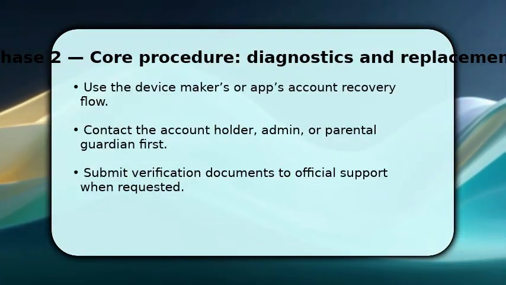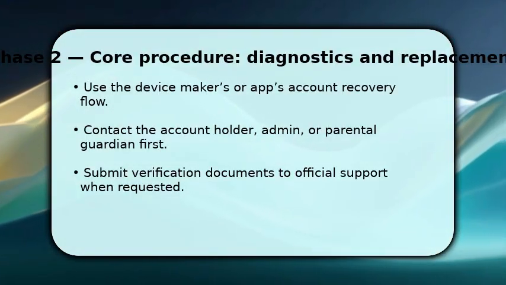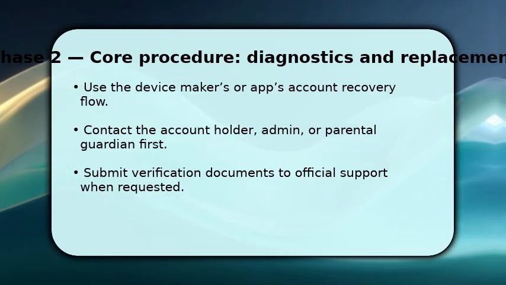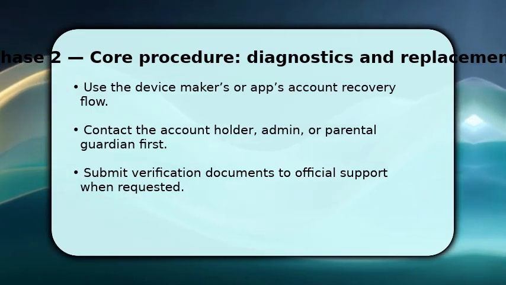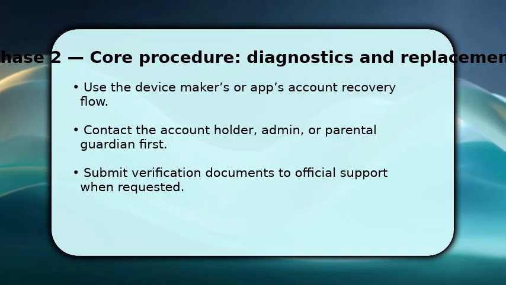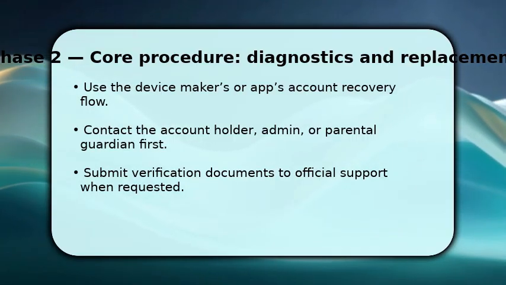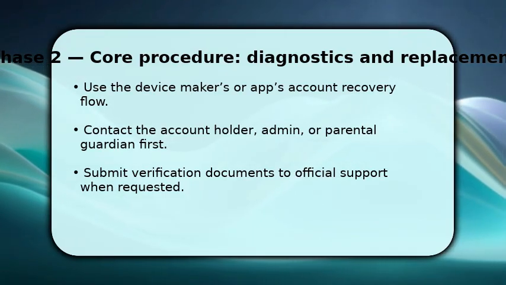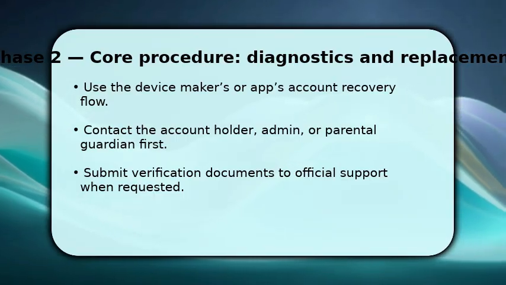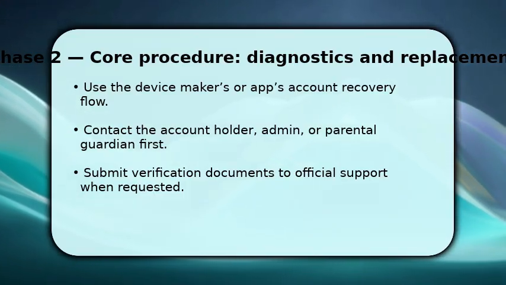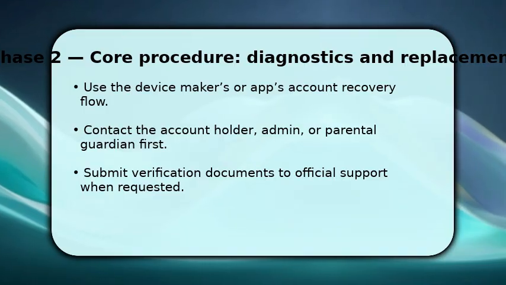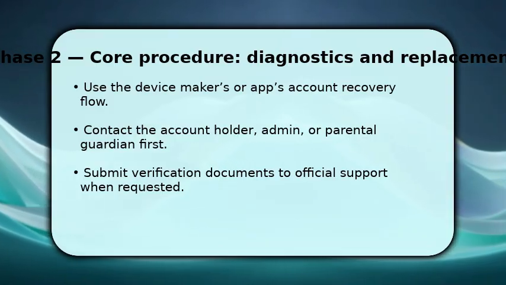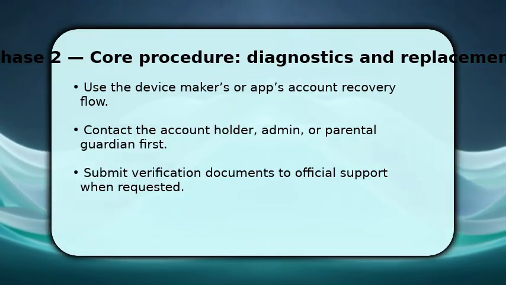You should use the official account recovery or parental control reset flows rather than attempting workarounds. When possible, contact the account holder or administrator to authorize changes. This resolves most situations quickly. If self-recovery is needed, follow the app or platform's verified steps and be prepared to upload proof when support asks for it. These routes protect your data and comply with terms of service, so make sure to follow instructions carefully and retain any confirmation numbers you receive.